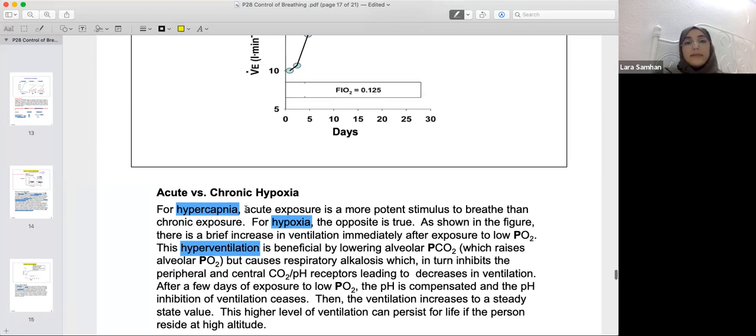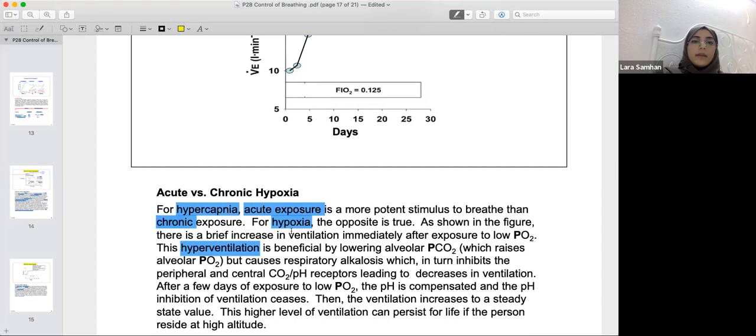It says that if a patient has hypercapnia, the acute exposure is a way more potent stimulus to breathe than the chronic exposure. As we already know, acutely everything will be very high. The compensation is going to be really strong compared to the chronic.